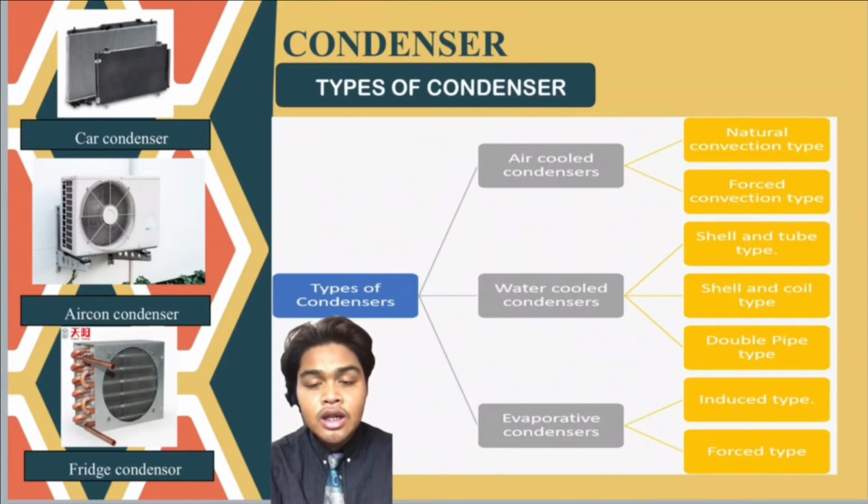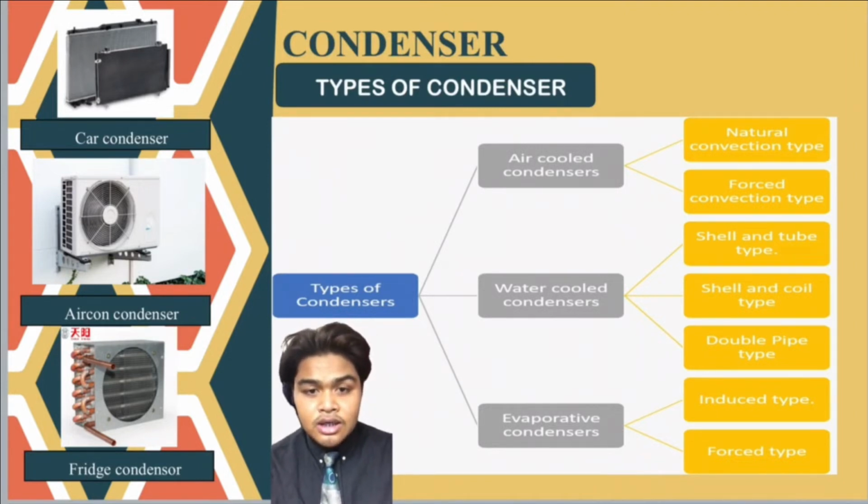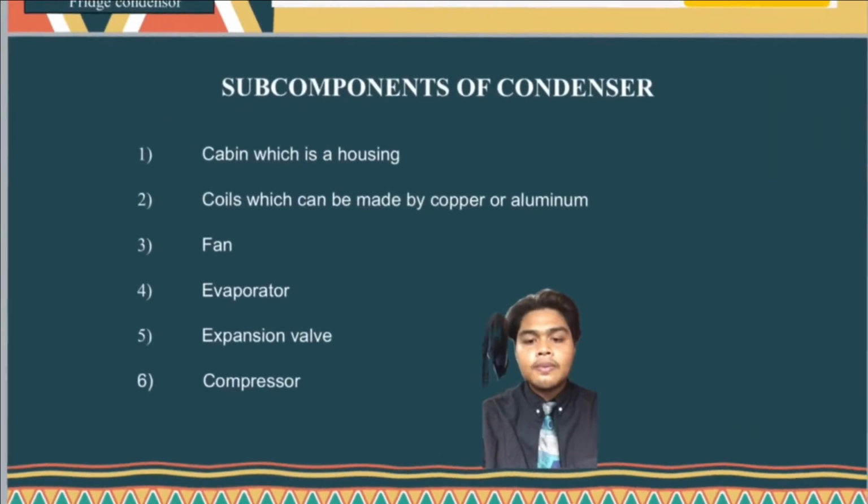First of all, there are a lot of types of condenser, which are the car condenser, air conditioning condenser and fridge condenser. First, the air cooled condenser is divided into 2, which are natural convection and forced convection. Next, the water cooled condenser is divided into 3: double tube, shell and coil condenser, and shell and tube condenser. Lastly is the evaporative condenser, which is actually a mix of air cooled and water cooled condenser.